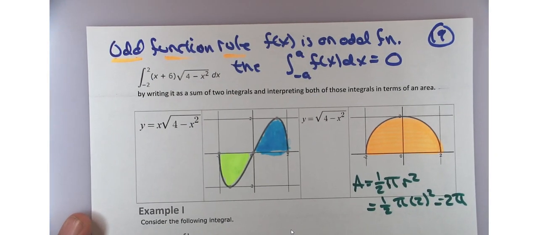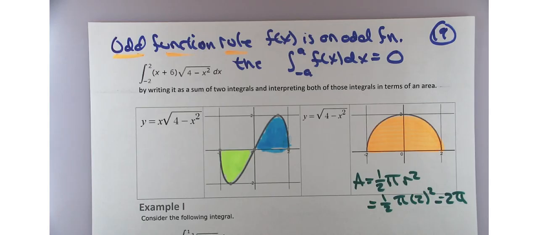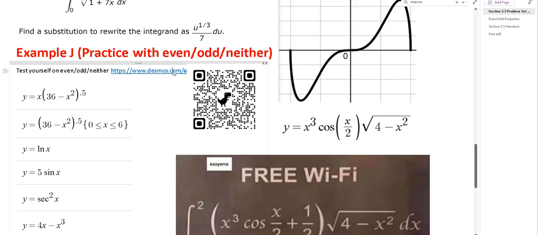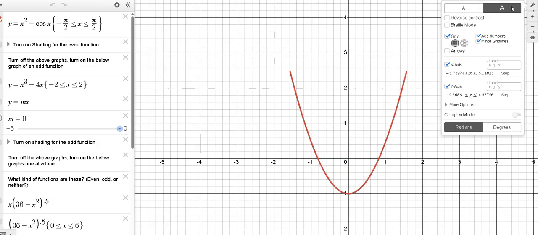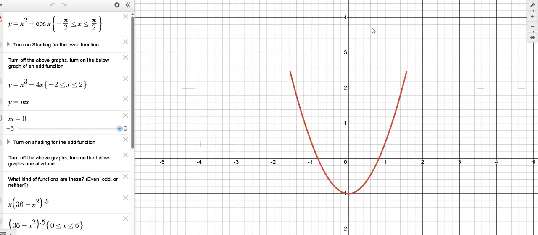Let me see if I got a link here that allows us to practice those things. So there's another property that you can look at in terms of functions and integration. If you have an even function, even functions are symmetric with respect to the y-axis. So what you can do is, if you have an even function, let me see if I can find a spot in my sheet here for an even function.